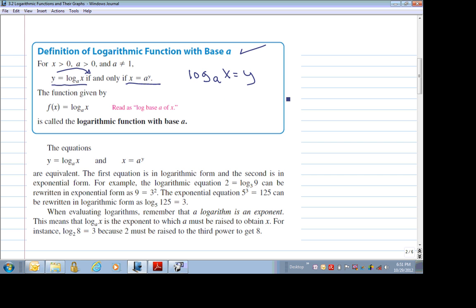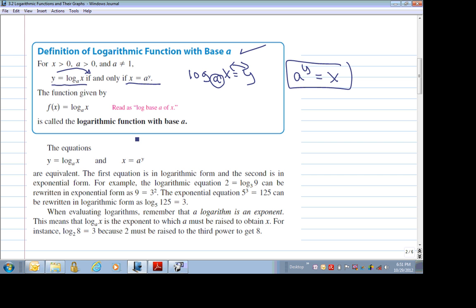And then in exponential form, what do I do? I keep the base, and I switch out my x and my y. That's where my x and y switch. Remember, we've talked about that property with inverses before. So we now have base a to the y power is equal to x. And that's that inverse property that we've talked about before.